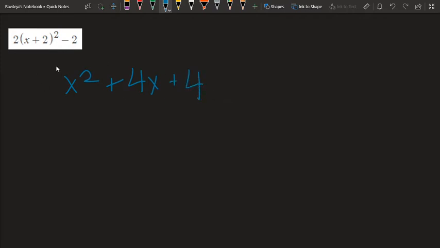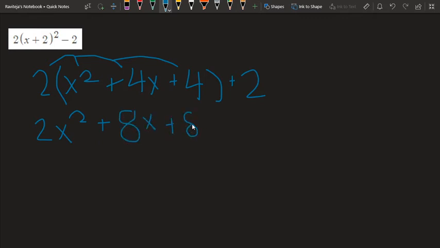So now that we've squared our binomial, we want to multiply every term in this square. After we square the binomial, we want to multiply every term in this by 2. We want to distribute the 2. So all that means is just distributing the 2 to the x squared, to the plus 4x, and to the 4. So 2 times x squared is 2x squared, 2 times 4x is plus 8x, and 2 times 4 is 8. And then we have the minus 2. Not a positive 2, but a minus 2 right here.